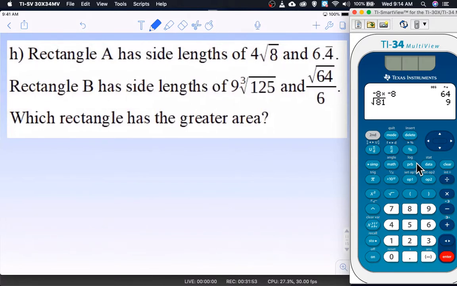Letter H says rectangle A has side lengths of 4 square roots of 8 and 6.4 repeated. Rectangle B has side lengths of 9 cube roots of 125 and square root of 64 over 6. Which rectangle has the greater area? I'd like you to pause this video. I'd like you to try it on your own. When you're ready to continue, hit play, and we'll go through it together.